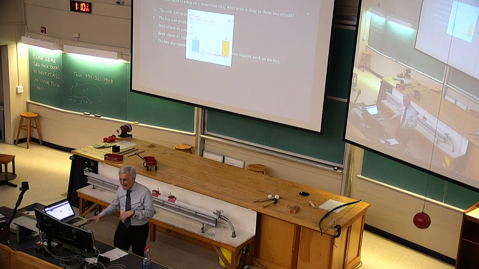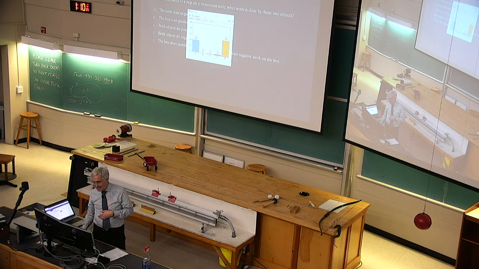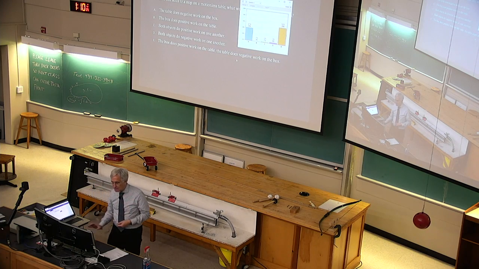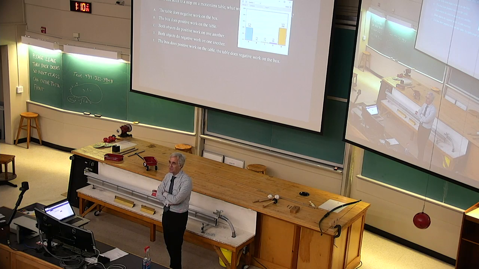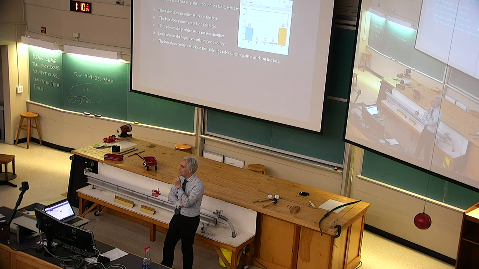Well, it's between A and E. So everybody is okay with the idea that the table is doing negative work on the box. Because in this case, the box was skidding to the right, and the table was pushing it to the left to stop it. So if it was moving to the right but being pushed to the left, the table was doing negative work on it. That's correct. So far, everybody okay with that?